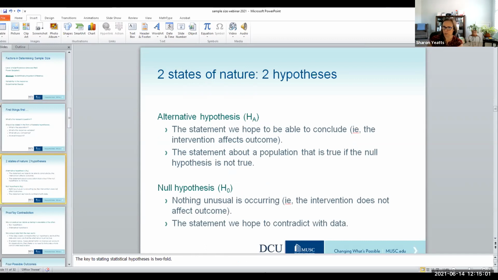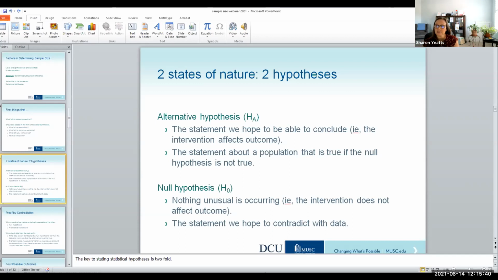So from a statistical standpoint, we have 2 hypotheses that we consider, and these are reflective of the 2 states of nature. So I often think that it's easier to start by thinking about the alternative hypothesis, because everybody knows when they're developing that elevator pitch what it is that they want to show, right? So at the end of the day, you've written the abstract. What is that final statement that describes what you found in your study? So the alternative hypothesis is that statement that you want to be able to conclude. So in many cases, it's the intervention affects the outcome, whatever that outcome is.